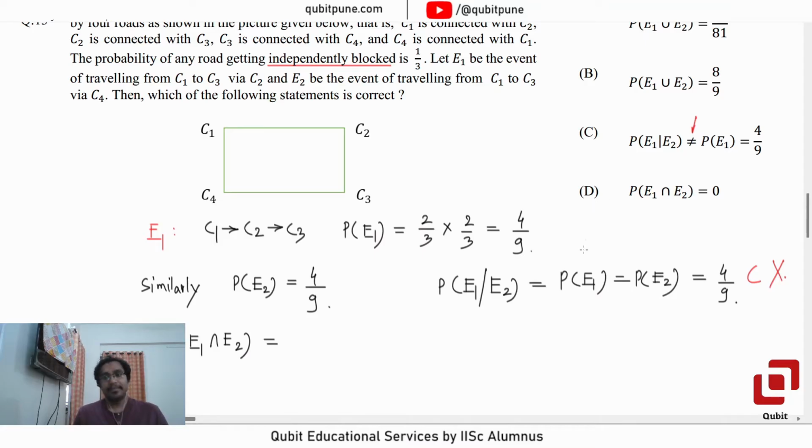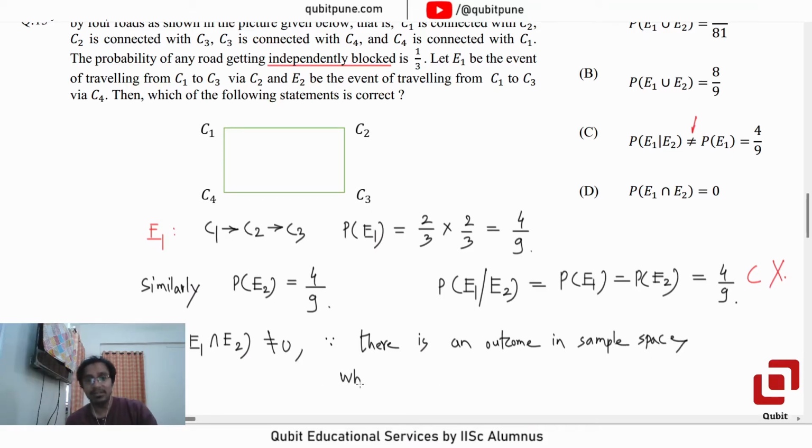Now let us go to option D. They're saying intersection probability is 0. Now, can it be the case? No. Intersection probability is definitely not 0. Why is it not 0? Because there is an outcome in the sample space where no road is closed.